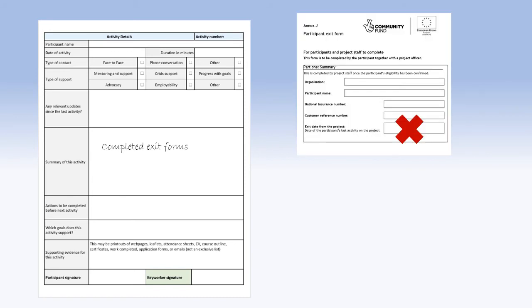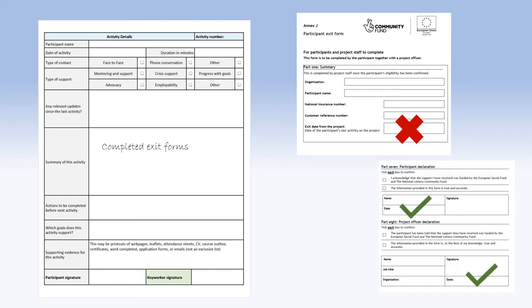The activity description, wherever it's recorded, must show that that activity was a support or learning project activity. In this example, we're looking at an activity record completed by the key worker. The activity is described as simply completing the exit forms. So this will not be the exit date that we put on the front of the Annex J. But it is likely to be the date of the declarations at the back of the Annex J. Remember that these dates can be different.